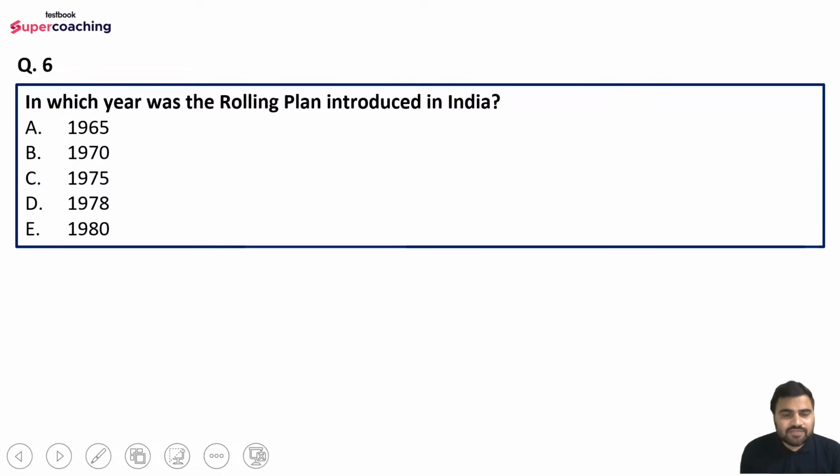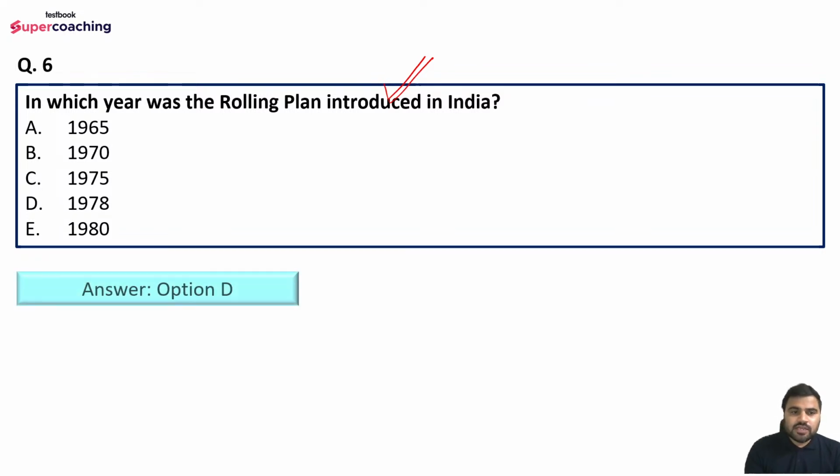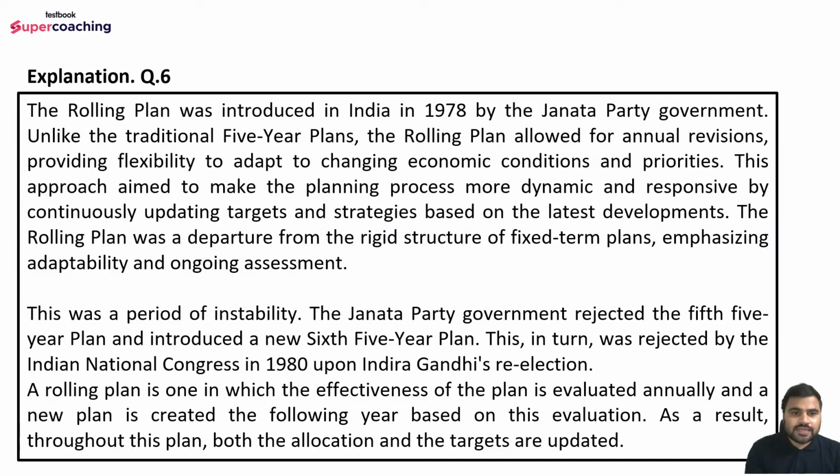Question number 6. In which year was the rolling plan introduced in India? Rolling plan, okay, when was the rolling plan introduced? Options are 1965, 1970, 1975, 1978 and 1980. So tell me, when was the rolling plan introduced in India? So the rolling plan was introduced in 1978. Basically, the rolling plan was introduced in 1978 by the Janata Party government.